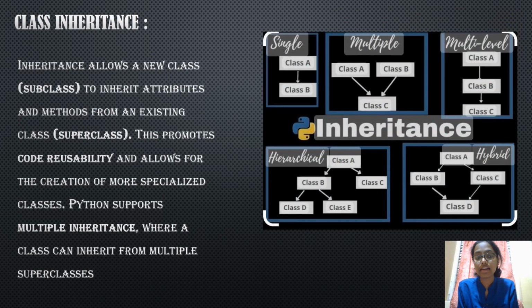So now let's move on to class inheritance. Inheritance allows a new class, the subclass, to inherit attributes and methods from an existing class, the superclass. This promotes code reusability and allows for the creation of more specialized classes. Python supports multiple inheritance where a class can inherit from multiple superclasses.